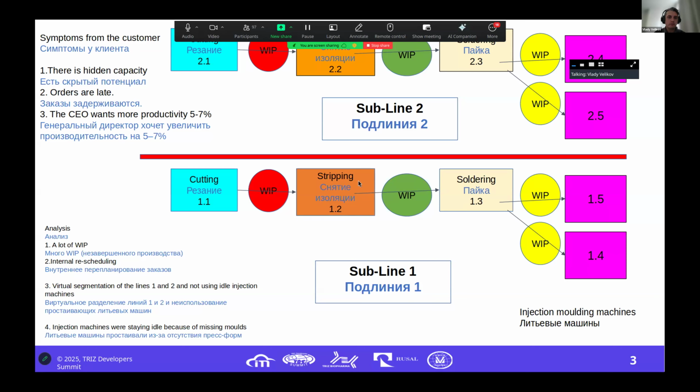The next operation is stripping. The operator has to take the cable, open it, and one by one clean the insulation, so the metal pieces are ready for soldering. After that, the third operation is soldering. And the last operation is to put the cable in the injection molding machine. At first sight, this looks simple and easy to solve, but actually the situation was not so simple.